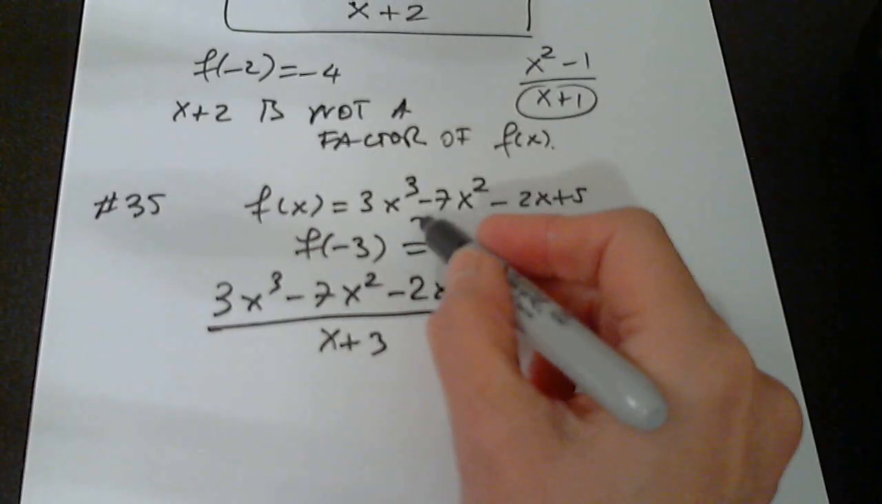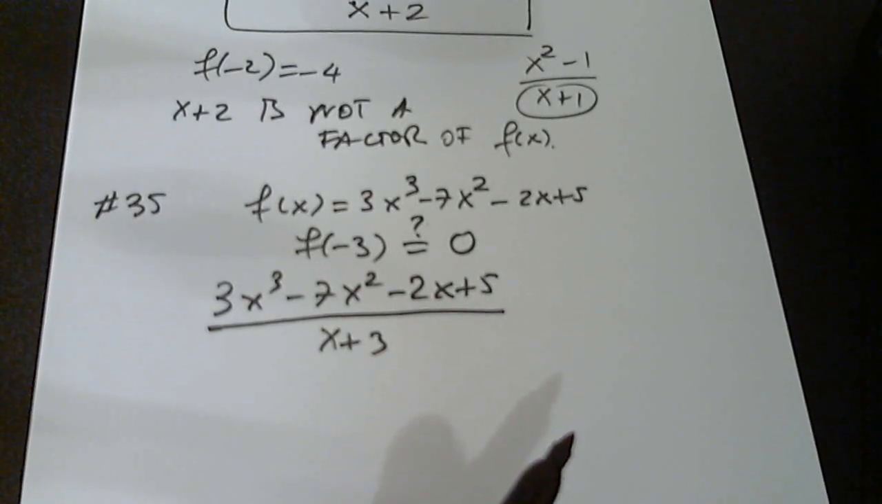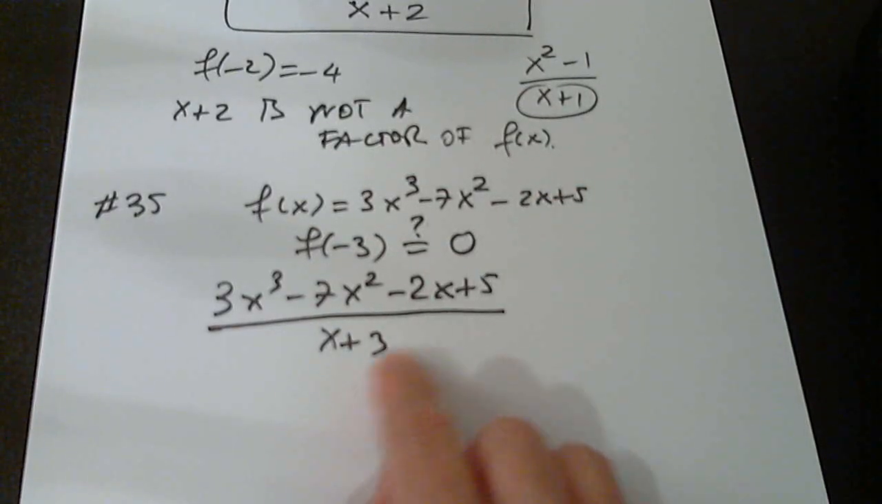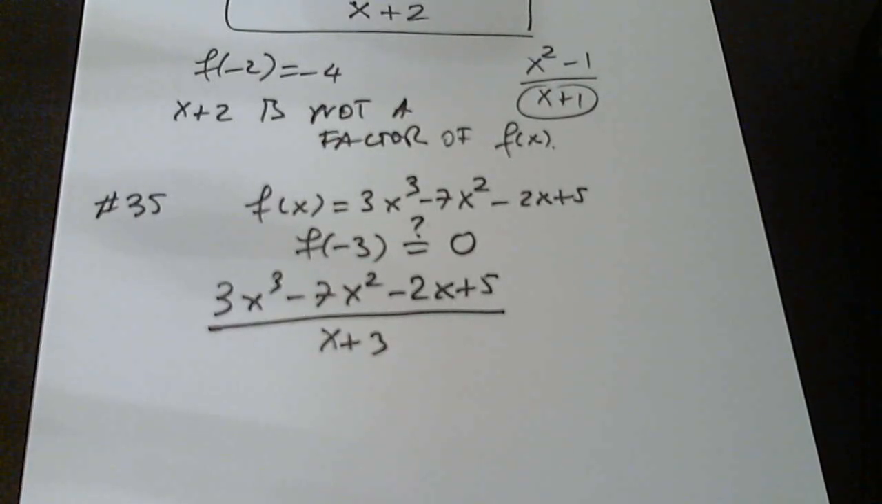If this happens to be 0, then x plus 3 is a factor. If it is not 0, then x plus 3 is not a factor. Chances are that because of 3 and 5, it cannot be a factor. But let's see.